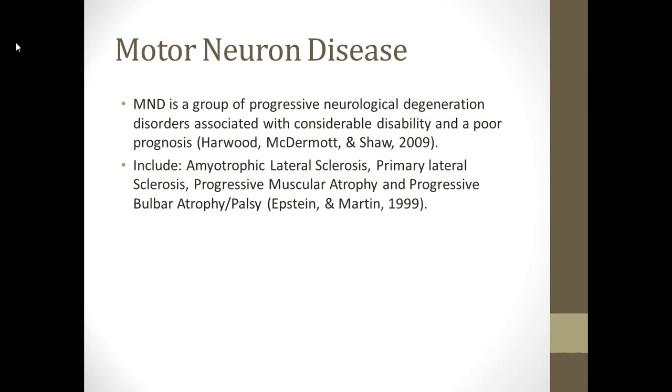The term motor neuron disease was first proposed to incorporate a variety of related neurodegenerative conditions into a single spectrum of disorders. They all have considerable disability and poor prognosis and include amyotrophic lateral sclerosis, primary lateral sclerosis, progressive muscular atrophy, and progressive bulbar atrophy and palsy.